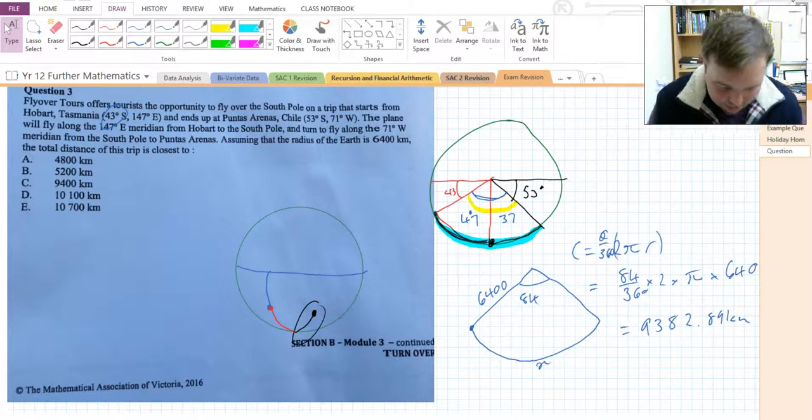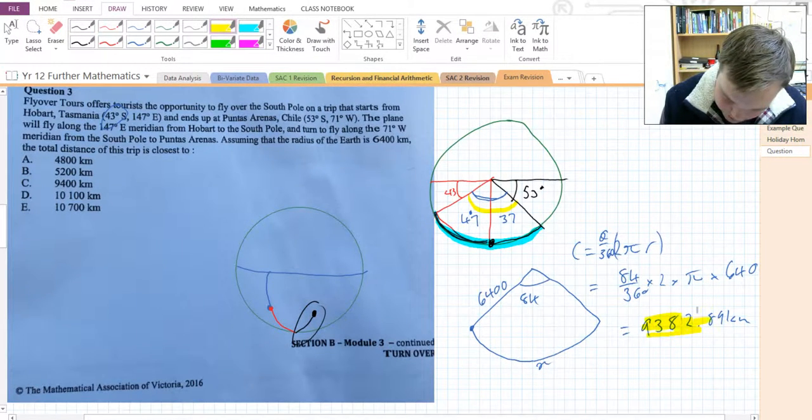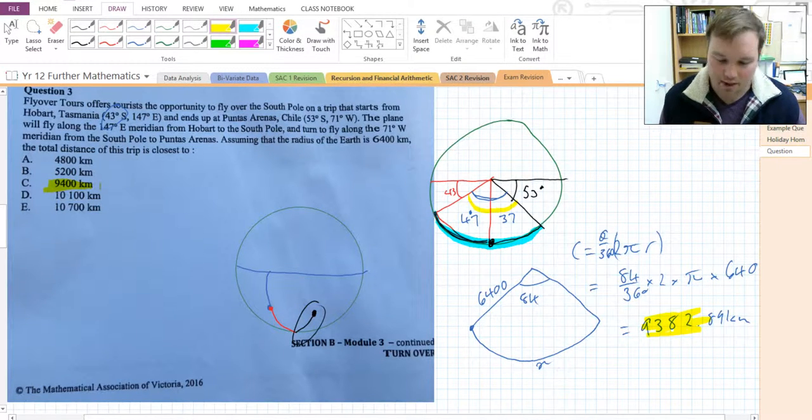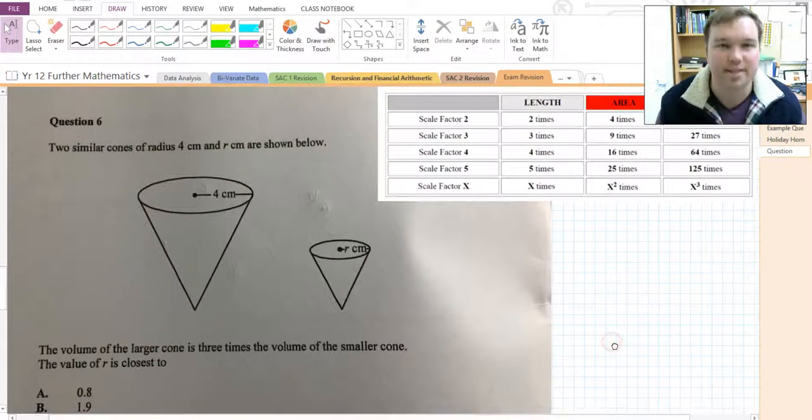Alright, so that calculation came out to 9,382 kilometers, which rounds up to 9,400 as your solution. Alright, the next question was quite a difficult application of scale factor.